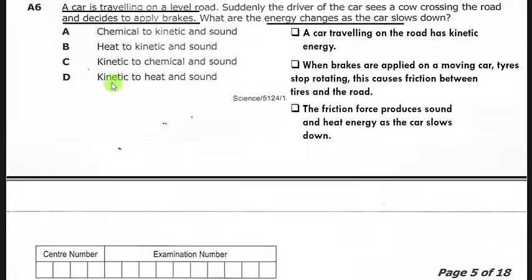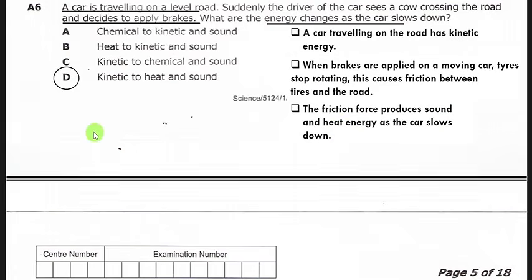It will be from kinetic, because the car is traveling on the road, so it will have kinetic energy. Then we said when brakes are applied on a moving car, tires stop rotating. So this causes friction between the tires and the road. So there will be friction, and that friction force produces sound and heat. So kinetic to heat and sound. So this is our answer.